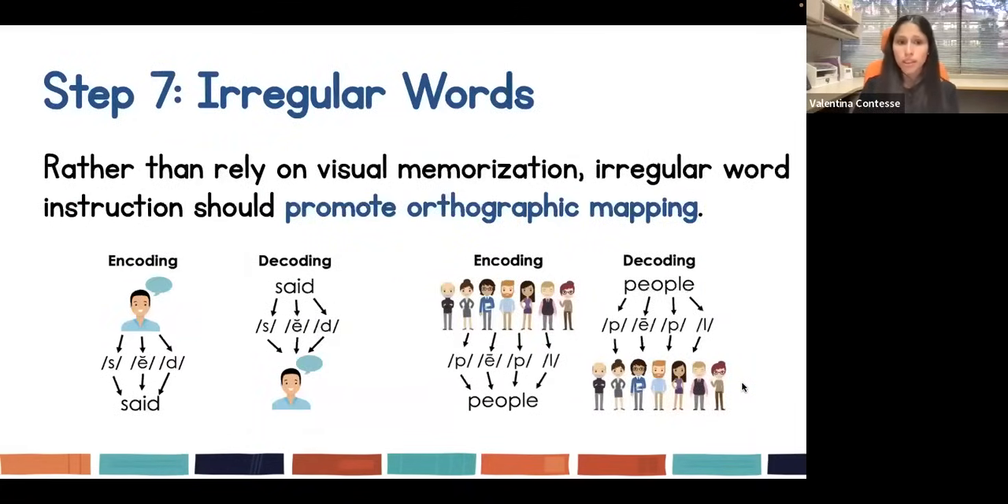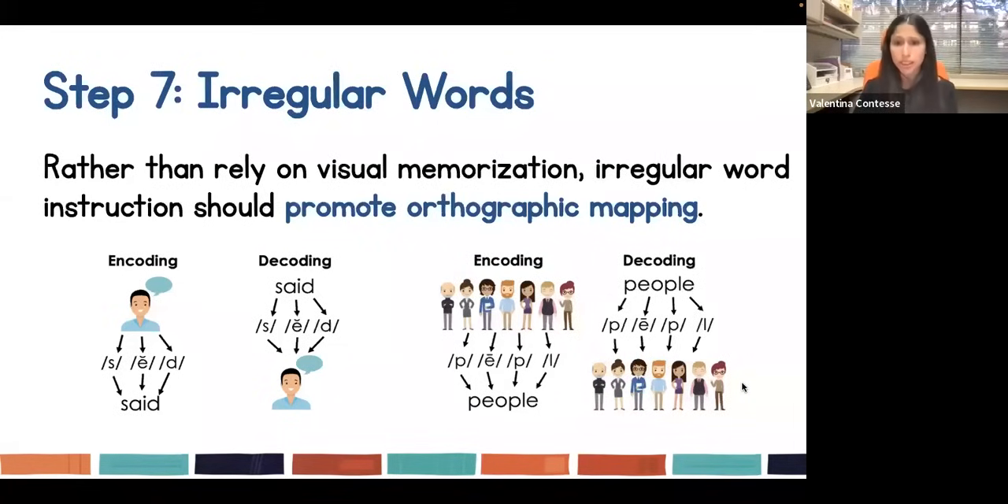Just like with word work, the goal of this step in our program is to focus on orthographic mapping of these words. In many programs and instructional practices, we typically teach irregular words or high frequency words as memorizing these words. So look at this word, this is the word said, memorize this word. But in order to promote orthographic mapping, we do want to use the sounds that are not irregular in the word for students to attend to.